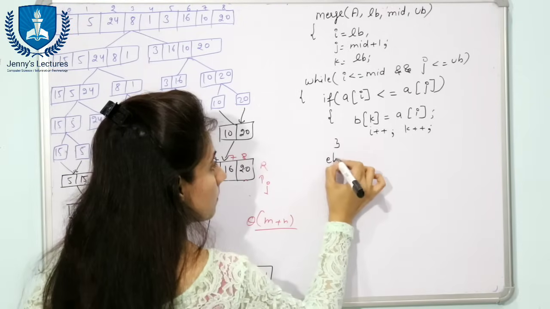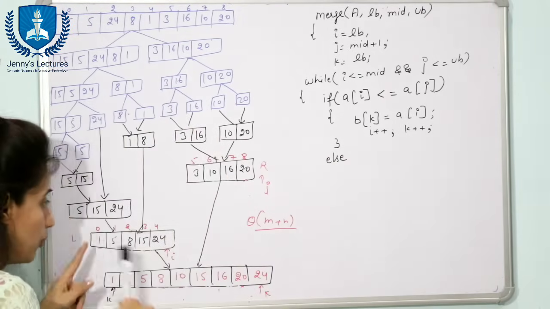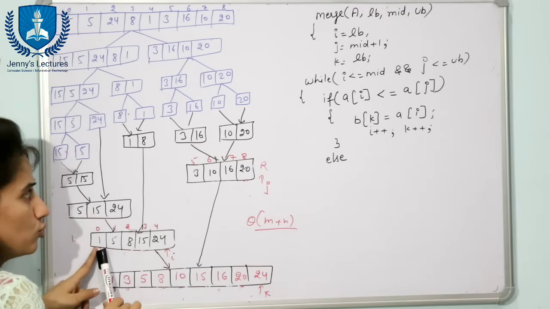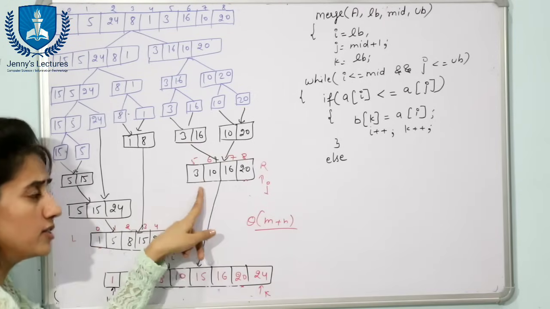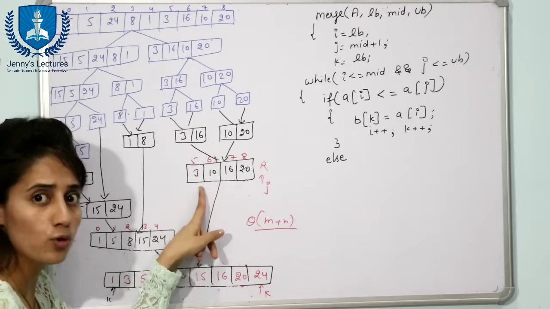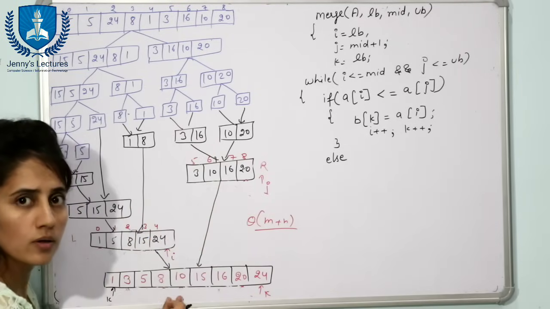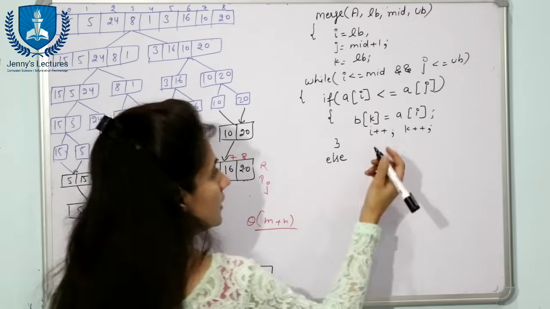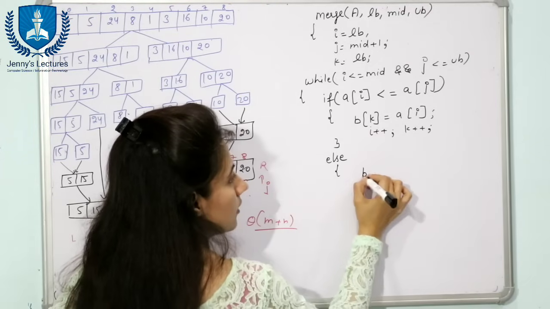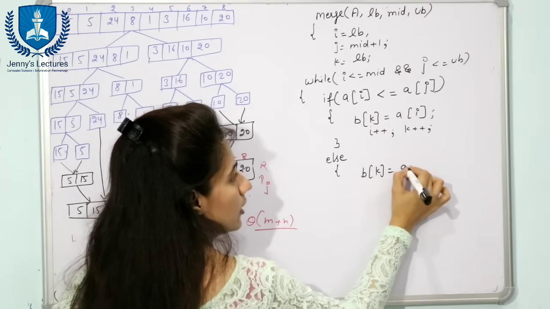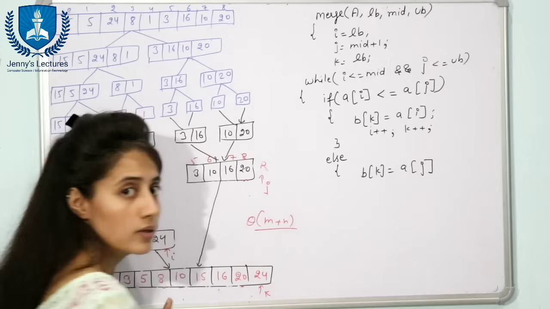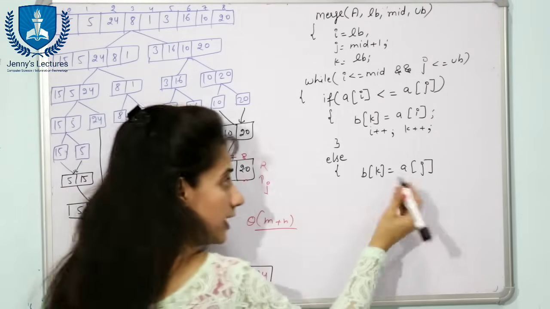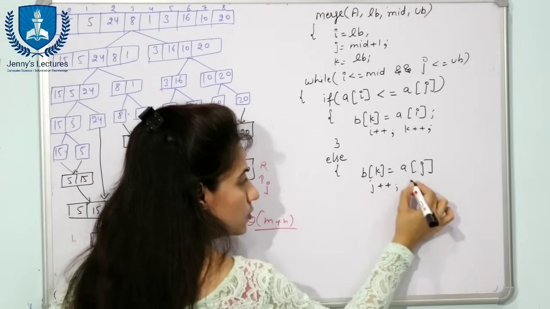Else, suppose a of i is not less than a of j, this a of j is less than a of i, then what you will put? You will put this value into here only. So else, in b of k you will put a of j, not a of i, and then you will increment j plus plus and k plus plus.